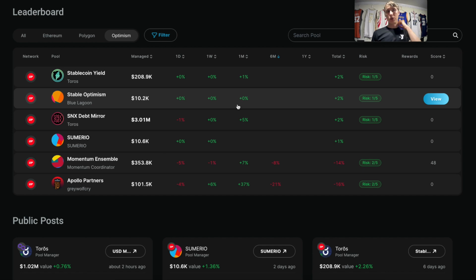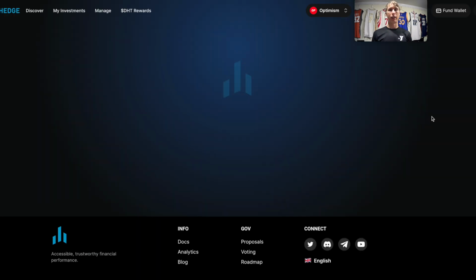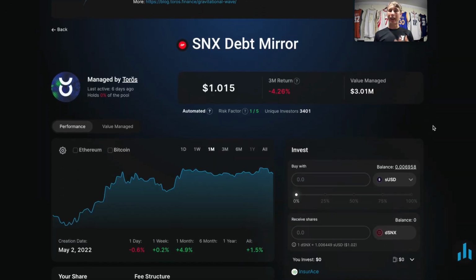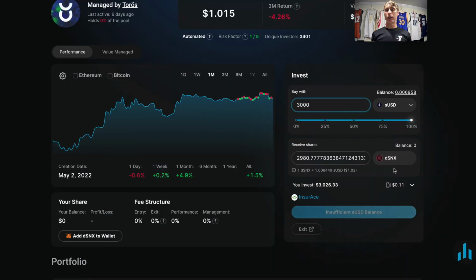So what you would do is look at these different vaults. In particular, let's go ahead and show you guys the debt vault for Synthetix. This is in order to manage your debt on Synthetix. If you guys wanted to get some dSNX, you can actually swap some sUSD for this, and it will give you an equivalent portion of dSNX at that time.